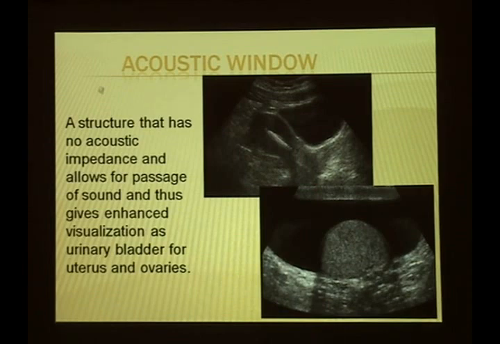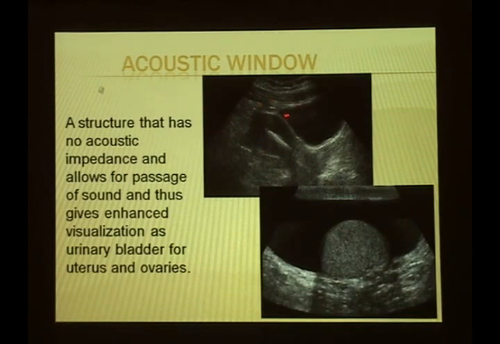Those people who have had an ultrasound of the pelvis, those females, and the males for the prostate, they would know that a full bladder is required to scan the pelvic organs like uterus, ovaries or prostate. It is due to the fact that when the bladder is full, it acts as an acoustic window, because the urine in the bladder will neither reflect nor absorb the sound waves, so we can image the uterus and the ovaries in a much better way.